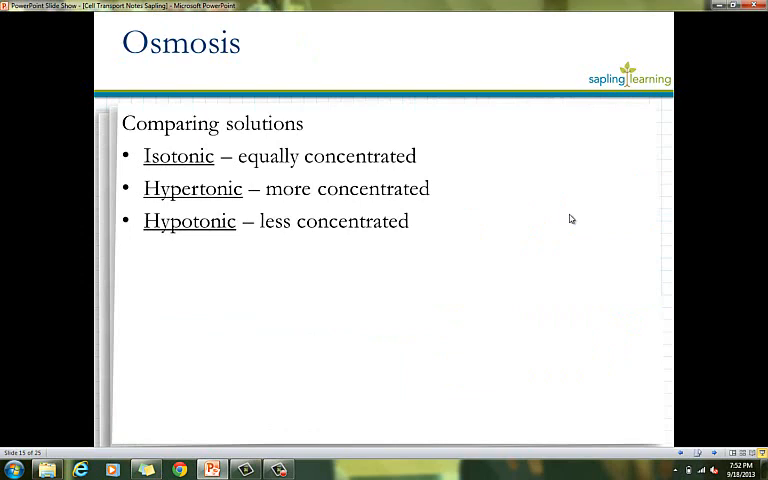So when we start talking about solutions and comparing them, they are compared by their concentration. If the two are equal, they are both considered isotonic. If a solution is more concentrated, it is considered hypertonic. And if it's less concentrated, the solution is hypotonic.